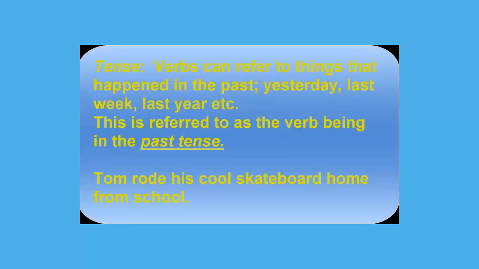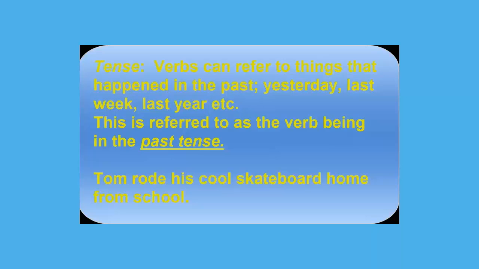Okay, well, the next part of the lesson is where we start to talk about tense, T-E-N-S-E, and that refers to when the action occurred in a sentence. So the first example I've given you here is what we call past tense, and that's where the action or the verb refers to something that's occurred in the past.